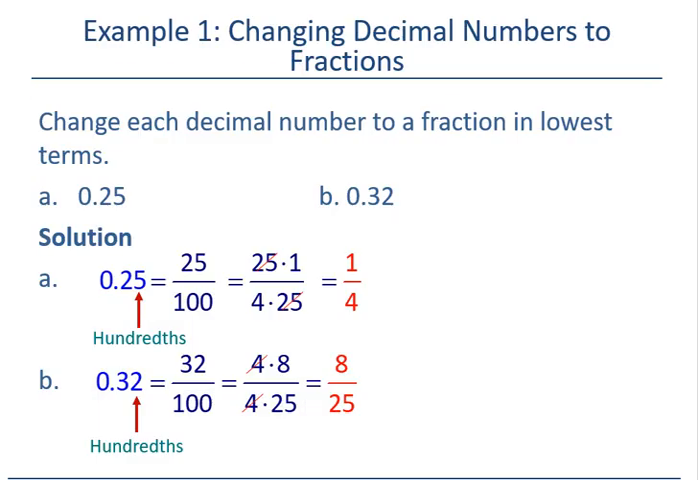Got some examples here we can take a look at. Change each decimal number to the fraction in lowest terms. Notice we got 0.25. This 5 right here is in the hundredth place. So we can write this as 25 100ths. Notice that we can divide by 25 on everything, and then we get 1/4.